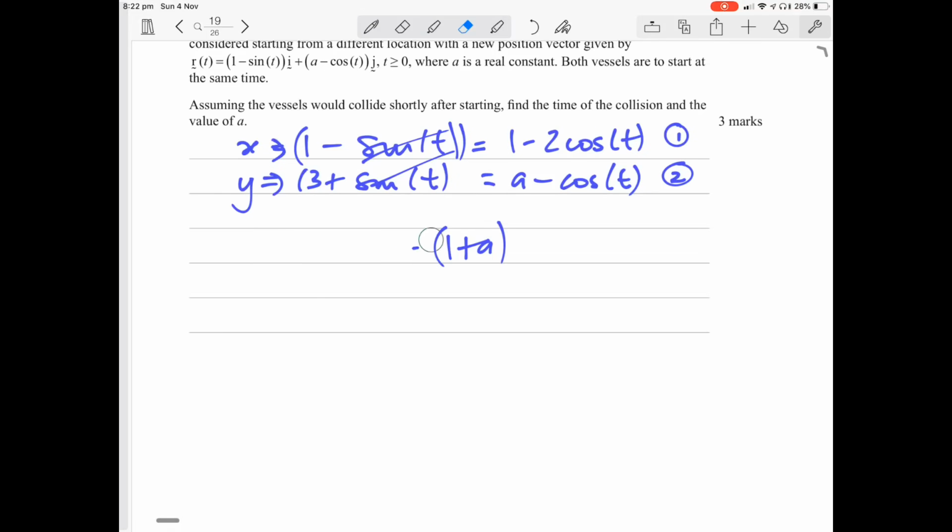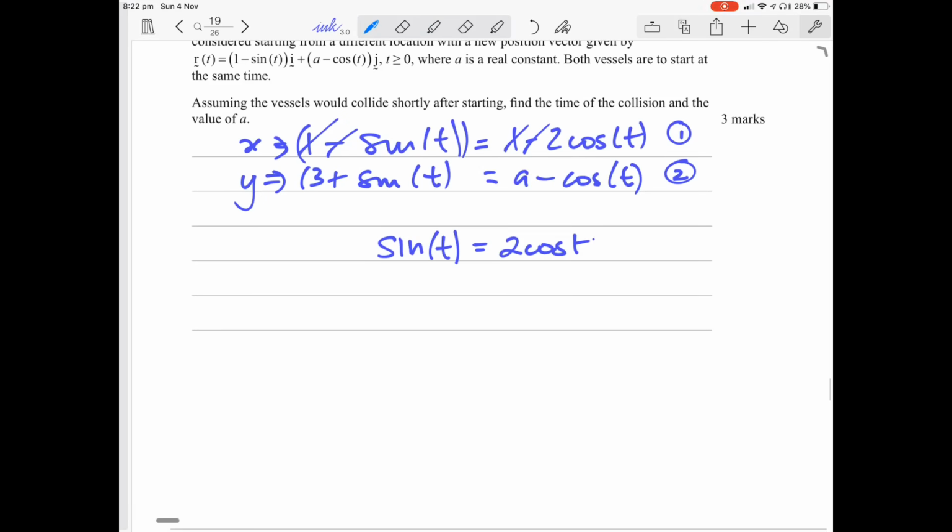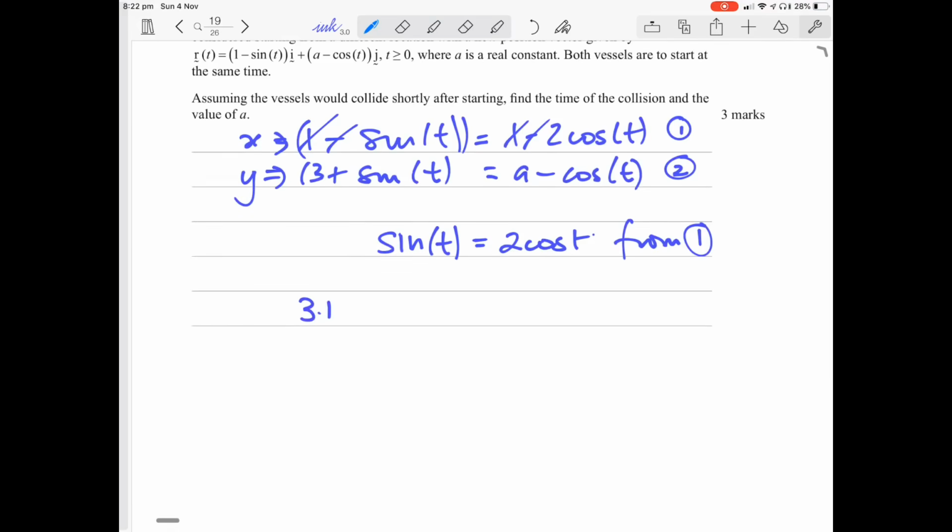Actually, in the first one, we can get rid of the 1s and the minuses. So we can say sine of t is equal to 2 cos t, and then we can sub that into 2, so 3 plus 2 cos t is equal to a minus cos t.